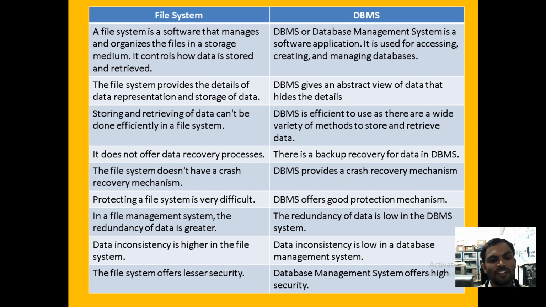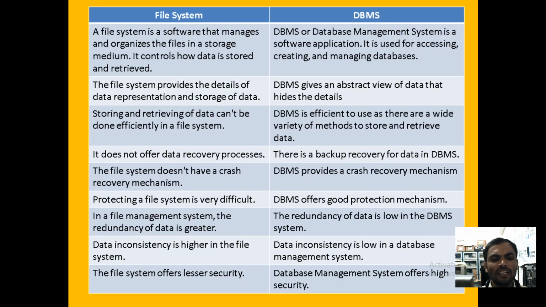Protecting the file system is very difficult. If you want to keep the file safe, it is very difficult. DBMS offers a good protection mechanism. Under the file management system, the redundancy of the data is greater. The redundancy of the data is low in the DBMS. Data inconsistency is high in the file system, and data inconsistency is low under the database management system.